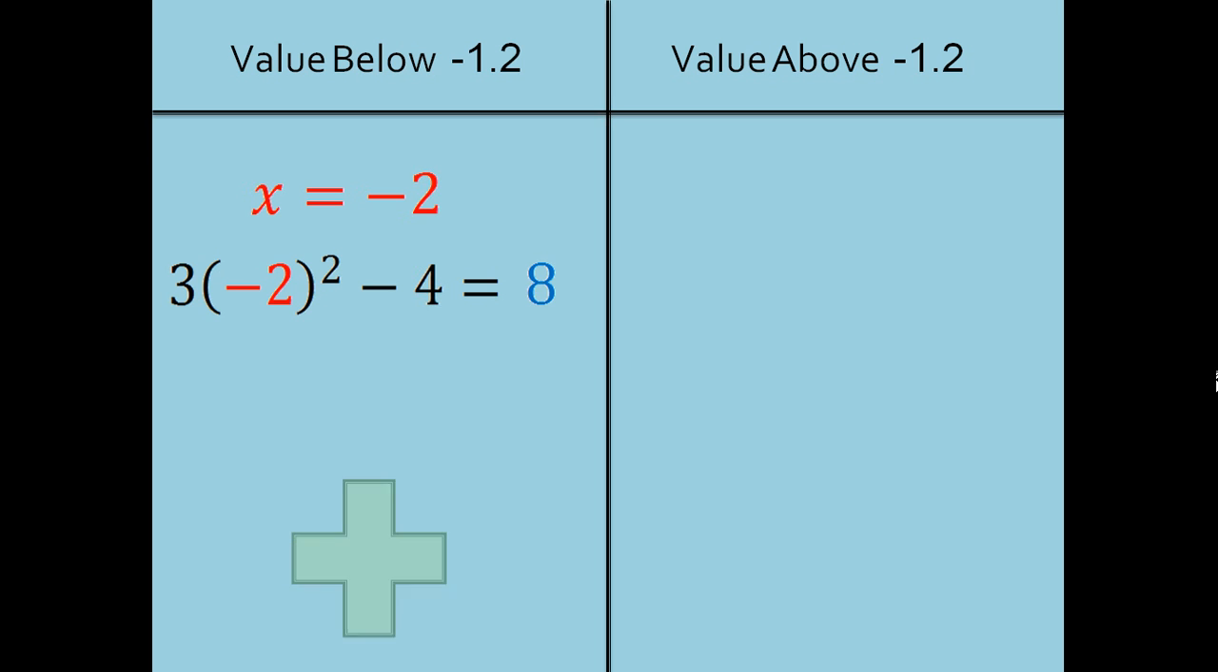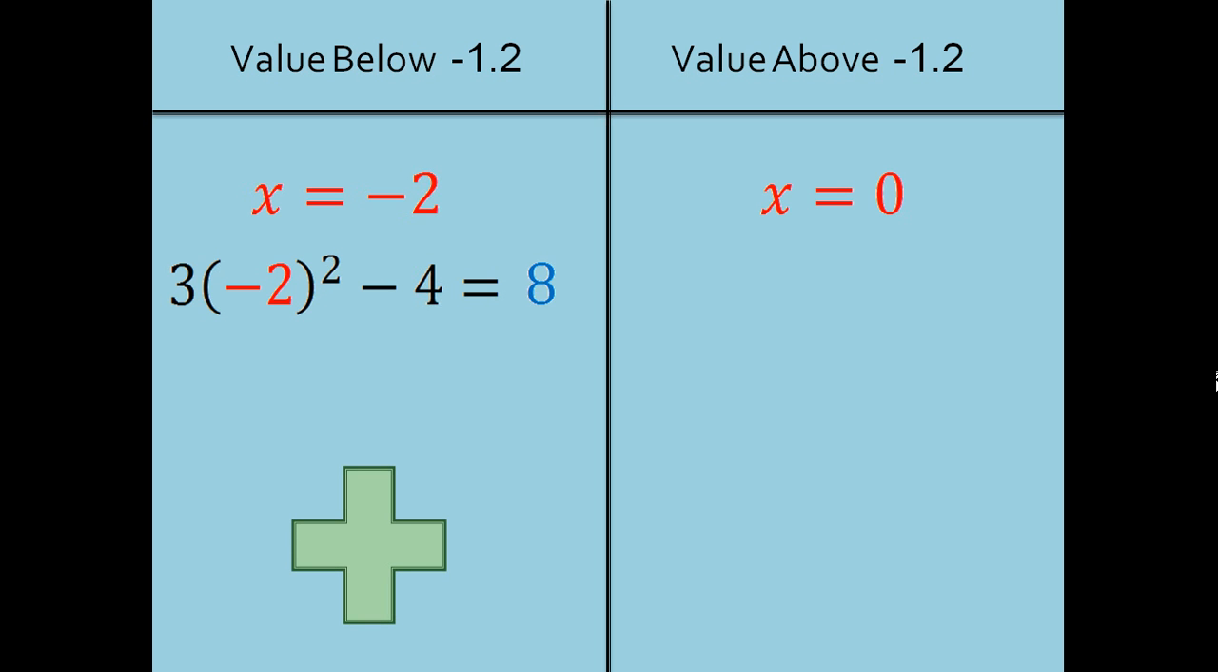Now for the first derivative test, we're going to test a value above and below each critical point to see if the derivative is positive or negative on each side of the critical point, because that will tell us if the slope is positive or negative on each side of the critical point. So we'll start off with negative 2. Plug that into the derivative. 3 times the negative 2 squared minus 4 is 8. So that is a positive number.